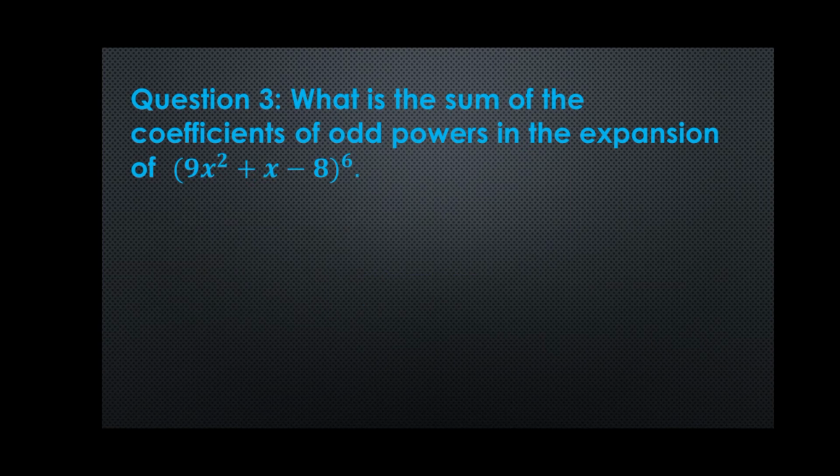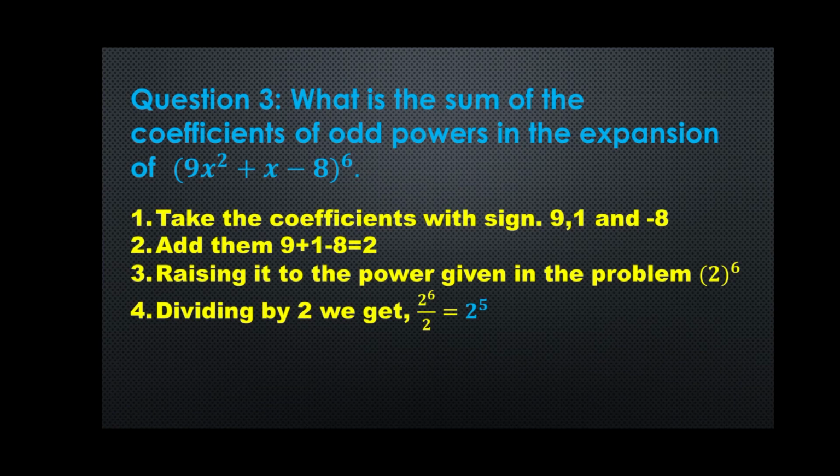Moving on to the next problem. (9x^2 + x - 8)^6. Take the coefficients with sign, that is 9, 1 and minus 8. Then add them. 9 plus 1 minus 8, which is 2. Raising it to the power, we will get 2^6. Dividing by 2, we will get 2^6 divided by 2, which is 2^5.